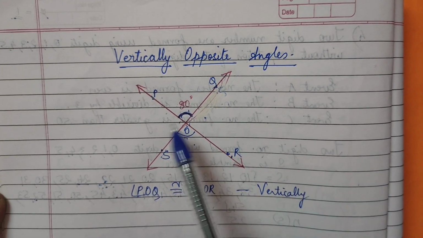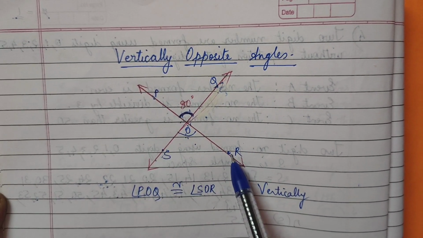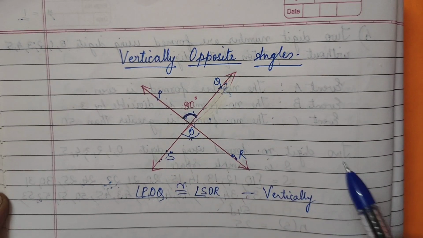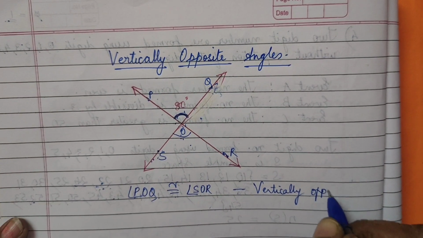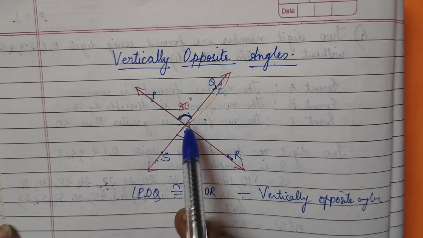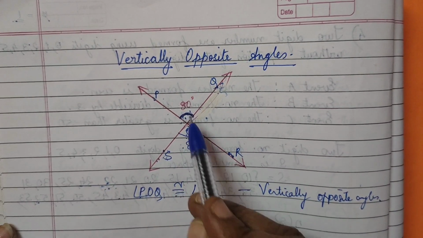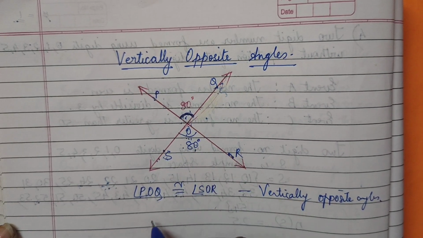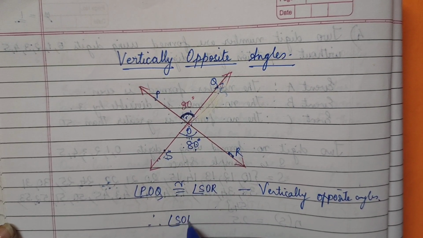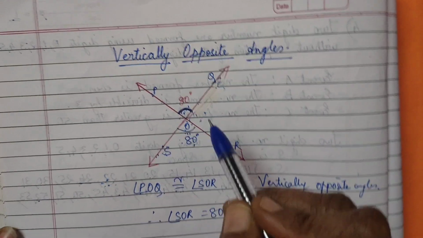See, vertically opposite angles can only be formed on collinear points. POR is a collinear line and QOS is also a collinear line. So we say vertically opposite angles. Therefore, this is congruent to this, so SOR will also become 80 degrees. Now, if I want to find this, how can I find it?